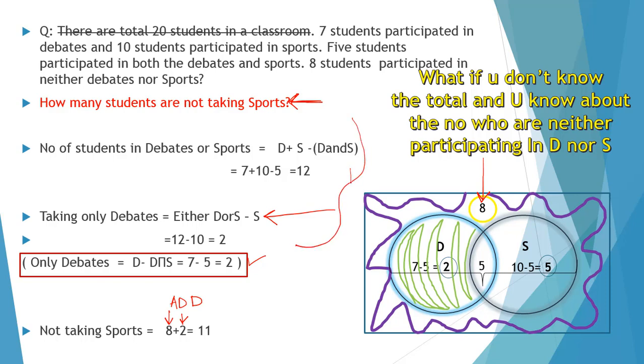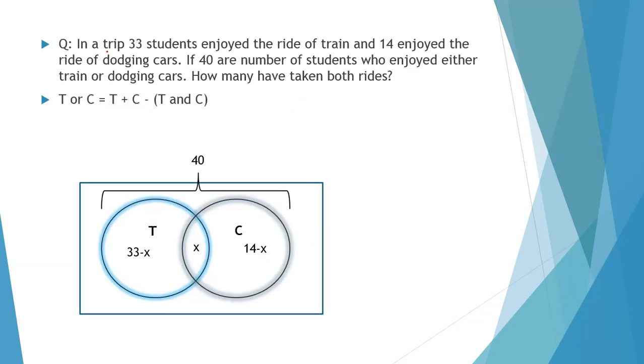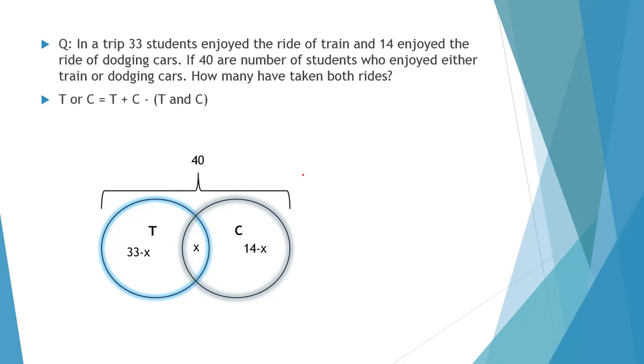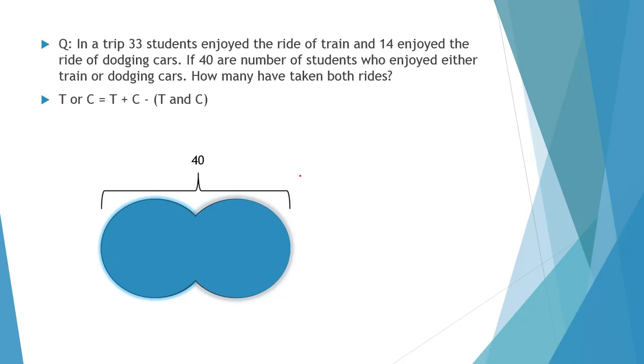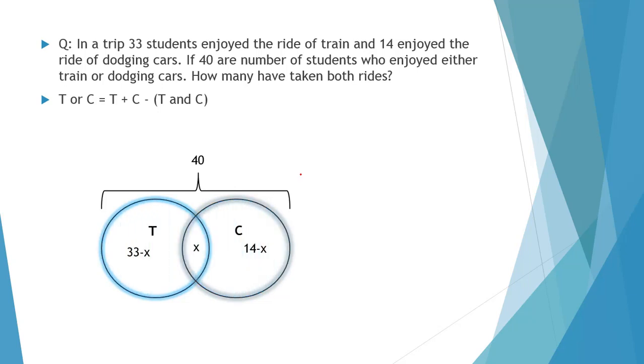You can also calculate only debates in this way, but this two-step way is preferable if you are solving in the CSS examination. In a trip, 33 students enjoyed the ride of train and 14 enjoyed the ride of dodging cars. If 40 is the number of students who enjoyed either train or dodging cars, how many have taken both rides? We don't need a rectangle for this question. Total number of students is 40 and we are looking for the intersection. Plug in the values and solve for x.